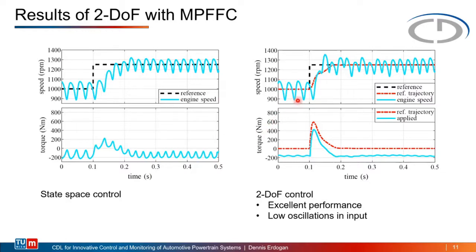And here on the right-hand side, we additionally have these optimal reference trajectories, which are given by the model predictive feed-forward controller. You can see not only is it faster than just a pure state feedback controller, at the same time the input signal is almost not oscillating at all.